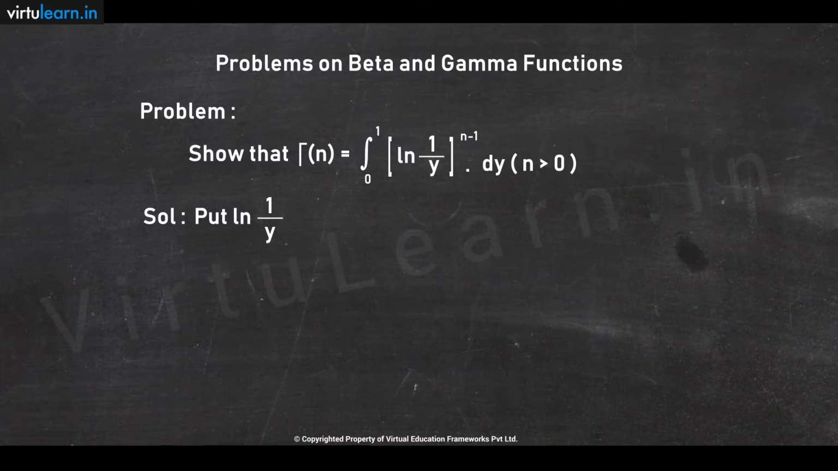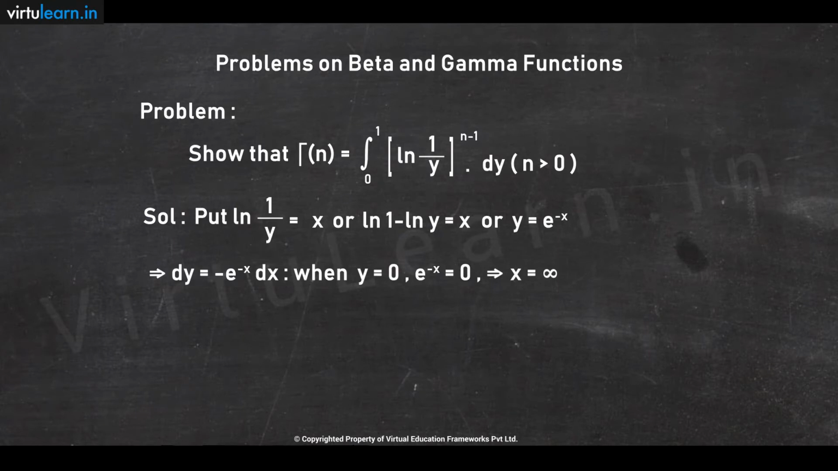So why can't we use a substitution for it? We put logarithm of 1 by y equal to x, or log 1 minus log y equal to x, or it is the same as saying y is equal to e power minus x. Therefore dy becomes minus e power minus x dx. What about the limit? When y is 0, e power minus x is 0, therefore x should become infinity. When y is equal to 1, e power minus x is 1, so x should become 0.